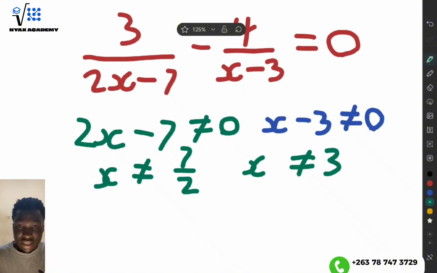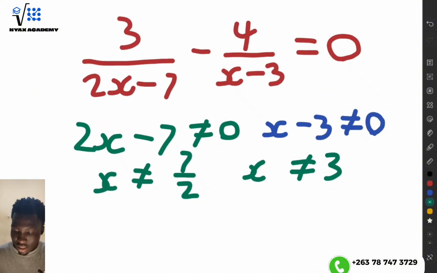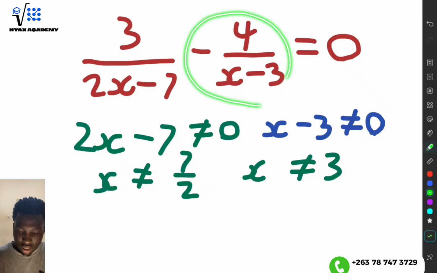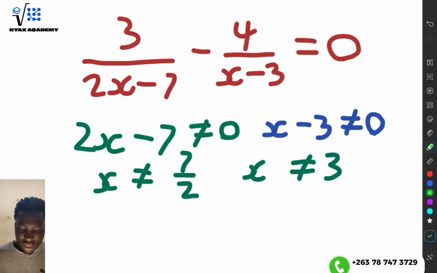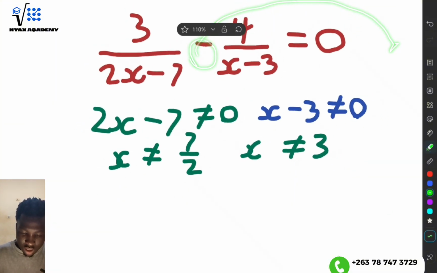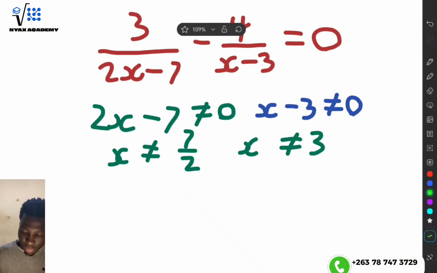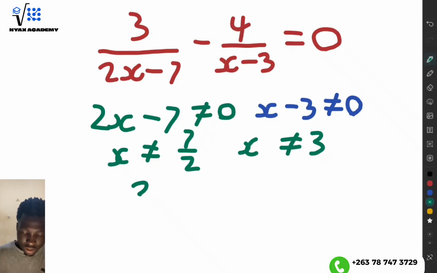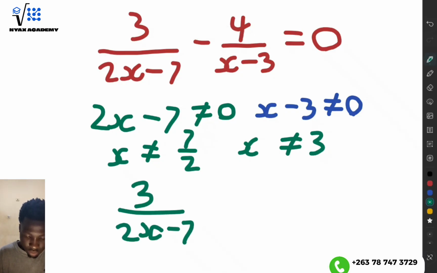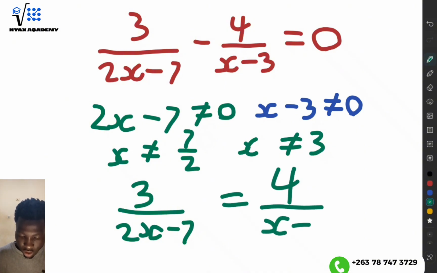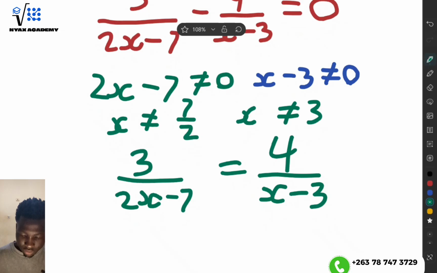Then after that, the second step will be to add the second fraction to the right hand side, and then a negative sign on it. So again, negative becomes positive. So we're going to write it as what? 3 over 2x minus 7 is equal to 4 over x minus 3.